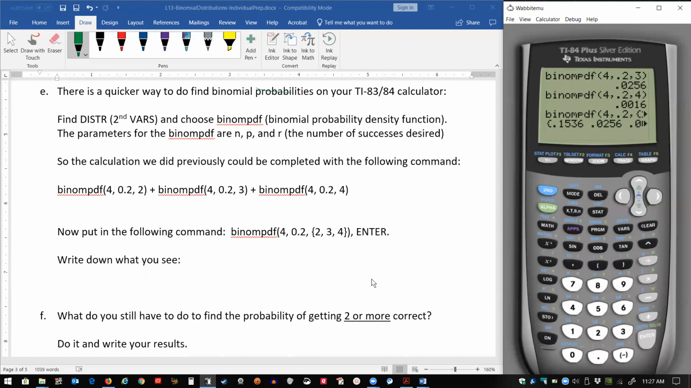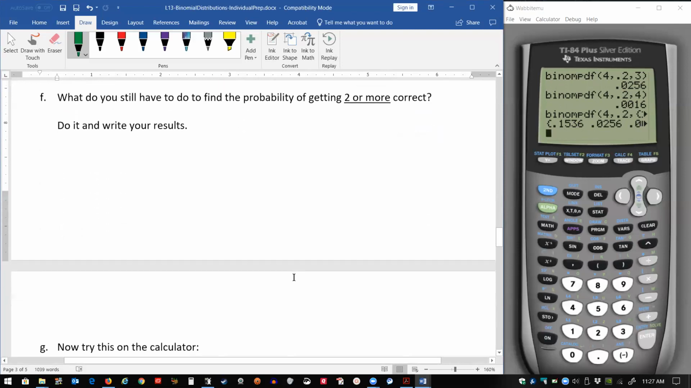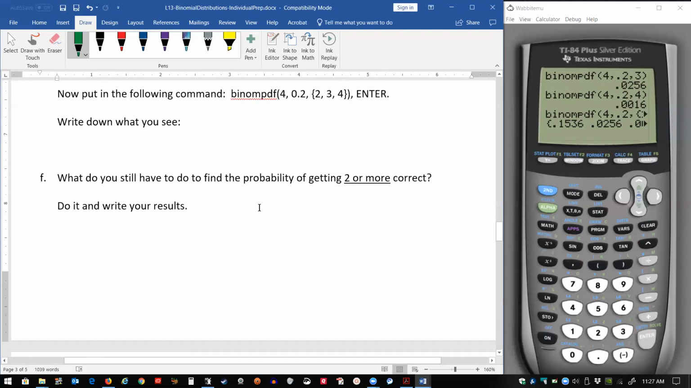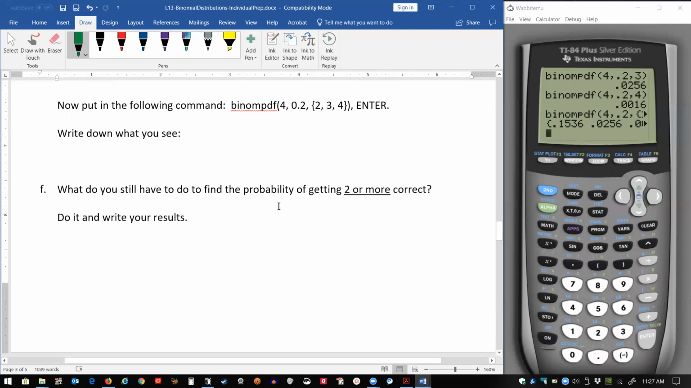That's pretty darn cool, right? Very awesome. So now, what if we wanted to find the probability of getting 2, 3, or 4 right? Now that we calculated this, what do we still have to do with those probabilities? Yeah, we have to add them up still, right?